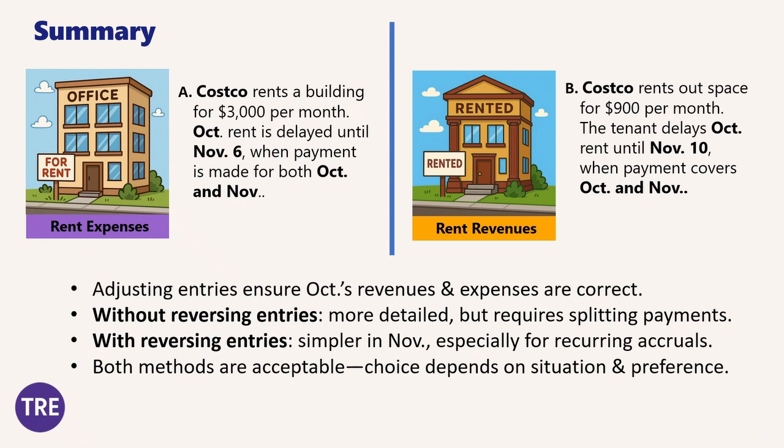Both methods are acceptable in practice. The choice depends on the company's needs and the accountant's preference. The key point is that adjusting entries ensure the financial statements for October are accurate, and reversing entries are simply a tool to make November easier to handle.